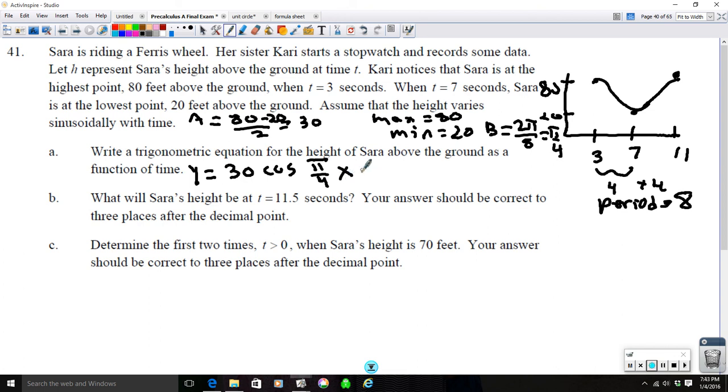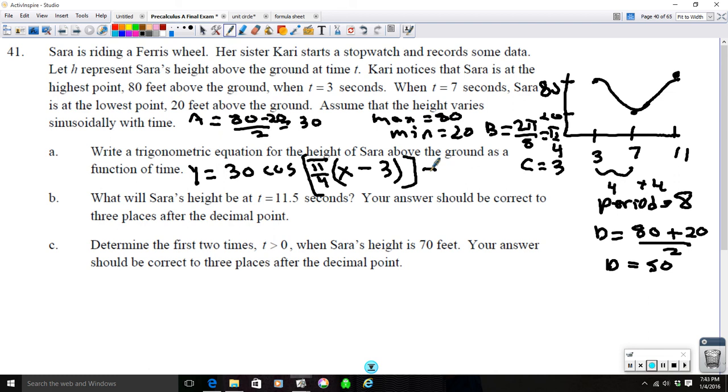We have a phase shift because this x value, c, starts at 3. You have to watch parentheses here, so you really need a double set of parentheses. And then plus d. D is going to be equal to max, which is 80, plus min, which is 20, divided by 2. 100 divided by 2 is 50. So this has got an A, a B, a C, and a D in it.